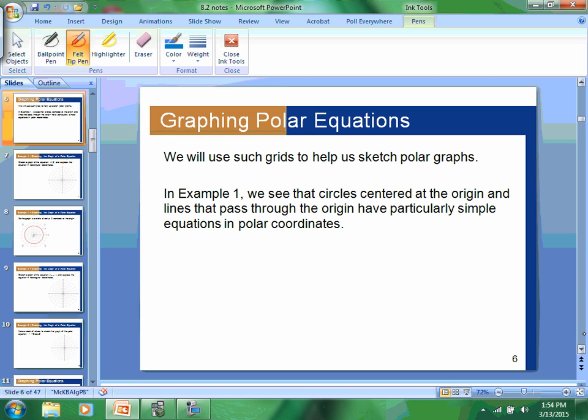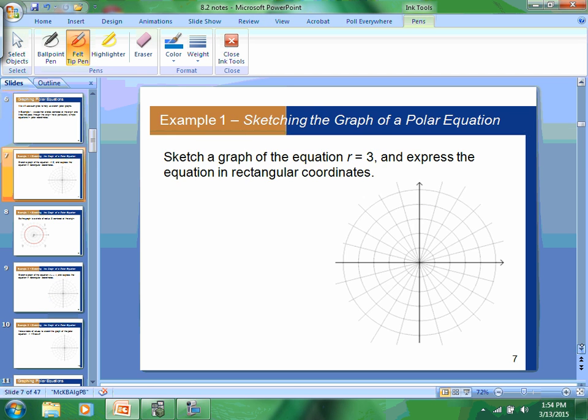For example 1, we're going to start off with a nice circle. We're going to sketch the equation r equals 3. Now, we want to write the equation in rectangular coordinates. We don't have to, because once we better understand polar coordinates and how to graph them, we can graph it just by looking at the polar equation. But we're still practicing going back and forth between rectangular and polar, so we're going to rewrite this equation in its rectangular representation as well.